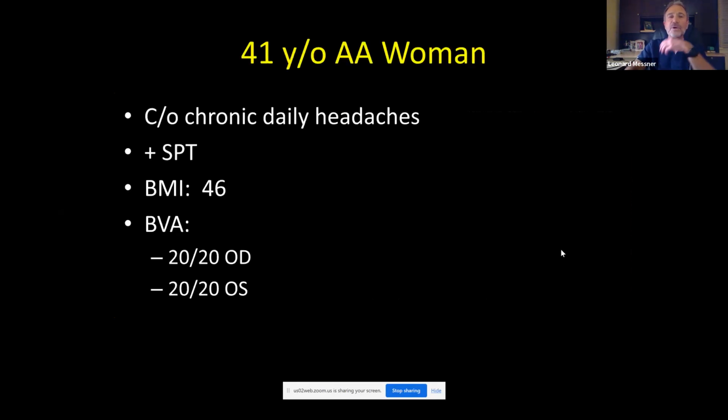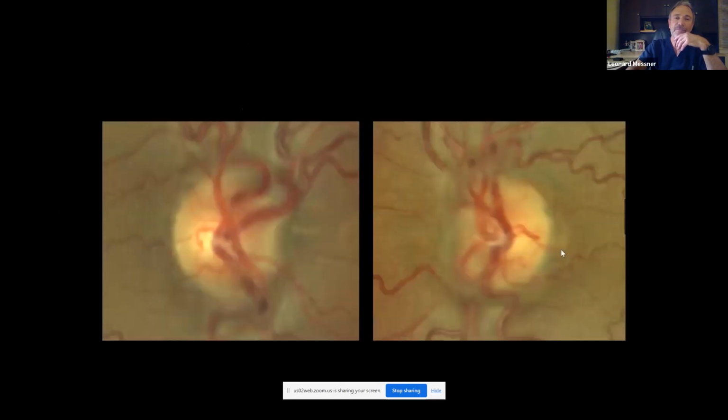Now here's a 41-year-old woman, also with idiopathic intracranial hypertension, chronic daily headaches, synchronous pulsatile tinnitus. BMI is significantly elevated at 46. Visual acuities are normal, 20/20 in the right eye, 20/20 in the left eye. Then if we look at the optic nerves, we see that both nerves appear swollen, edematous, elevated.